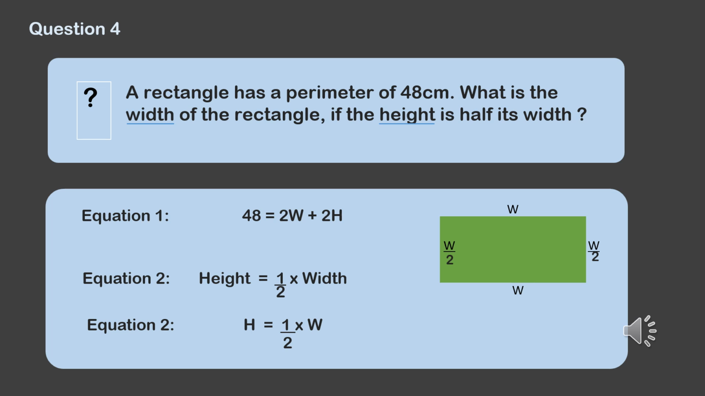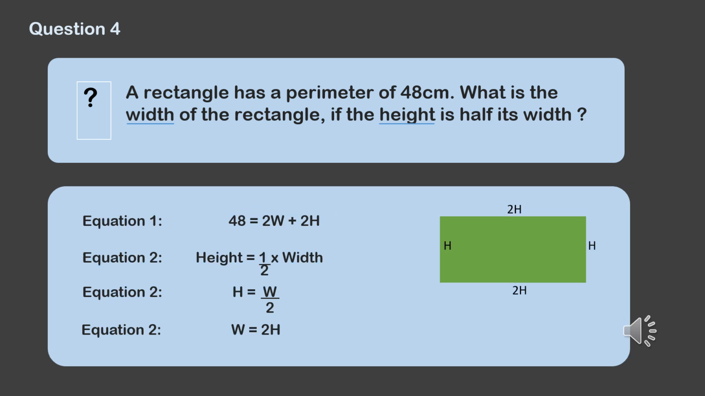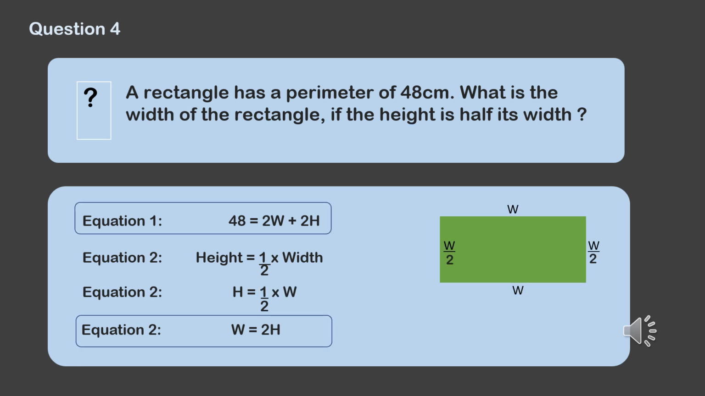Height equals half times width. H equals half times width. So my second equation can either be h equals w divided by 2 or w equals 2h. Now I've got 2 equations and 2 missing pieces of information, which means I can find the value of w and the value of h.